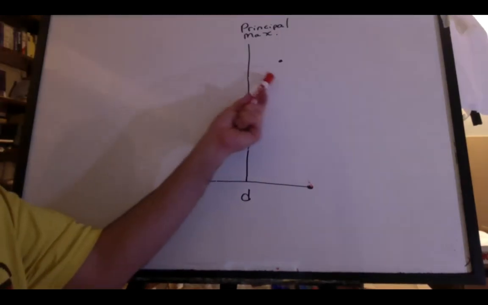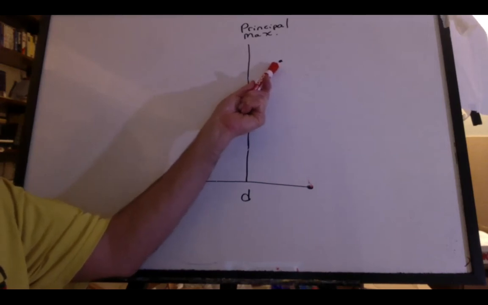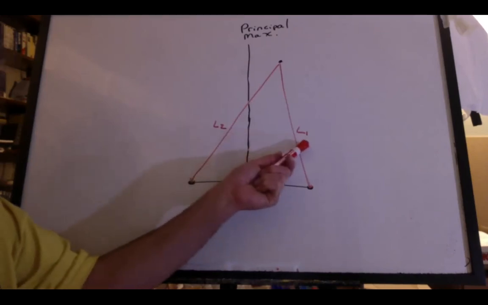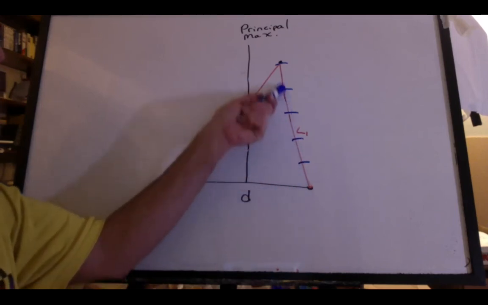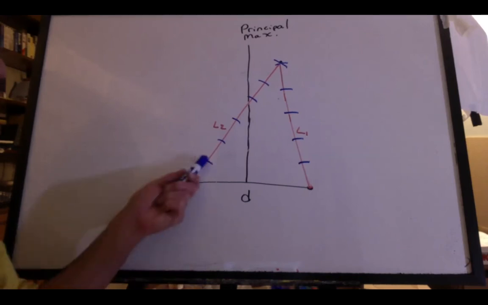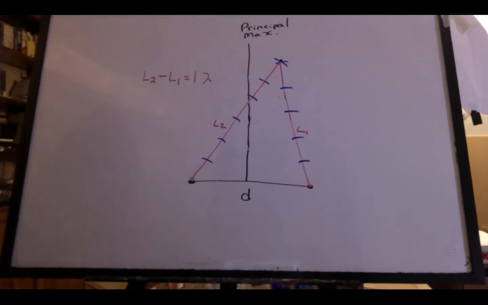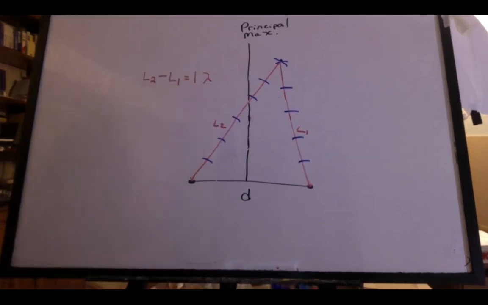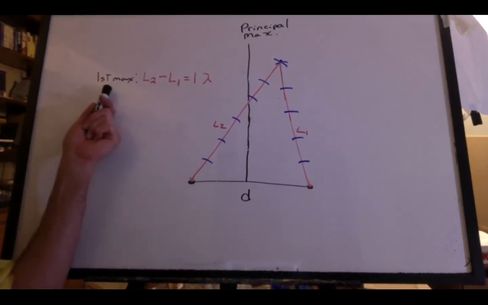Now imagine I look to the right of the principal maximum and I find a point where I have yet another maximum. I'll find that L2 is bigger than L1. I find I have 1, 2, 3, 4, 5 waves along L1, and I have 1, 2, 3, 4, 5, 6 waves along L2. The difference of L2 minus L1 is 1 wavelength. Wherever this occurs, it's the first maximum.